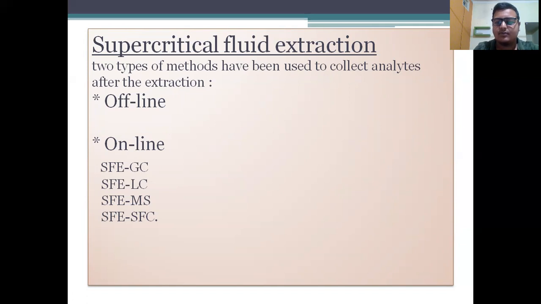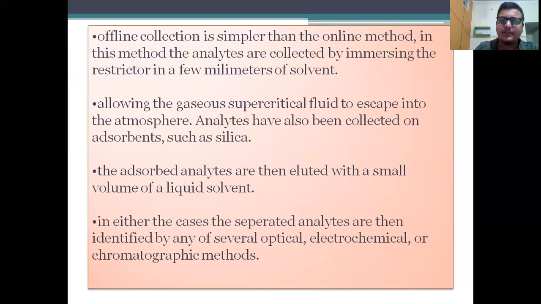So first, let us see the offline extractions. In offline extraction, offline collection systems are simpler when compared to online methods. In this method, the analytes are collected by immersing the restrictor in a few millimeters of the solid. Here, the restrictor is nothing but the pressure regulator, which provides the favorable pressurized condition in order to obtain the ideal behavior and ideal separation by using the supercritical fluids in this method.